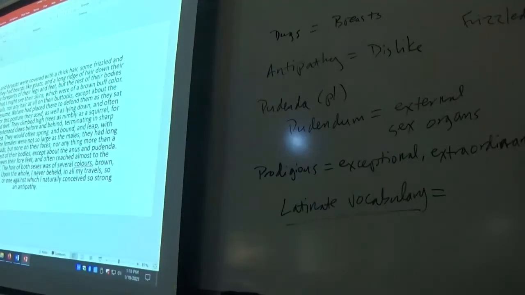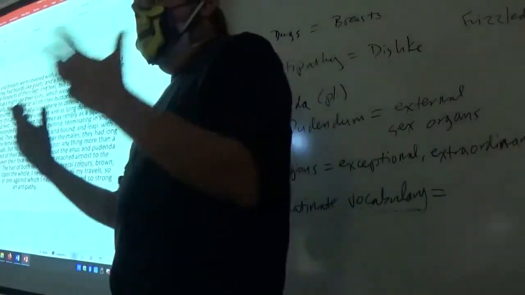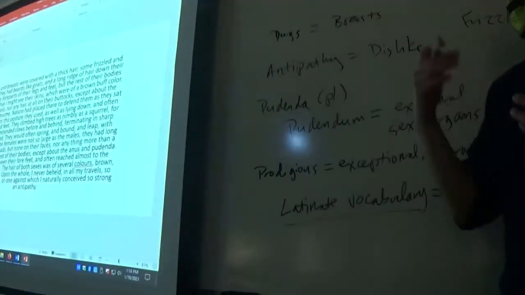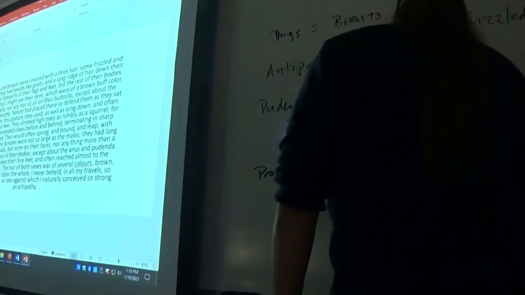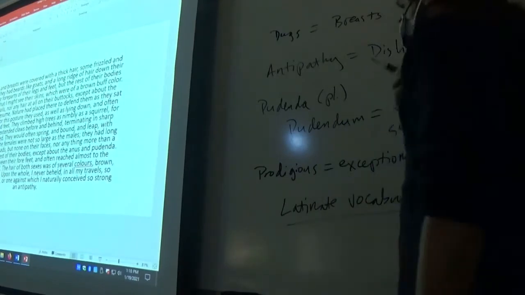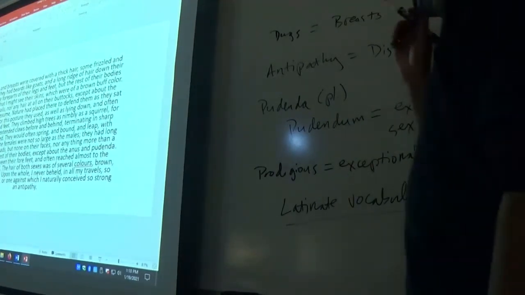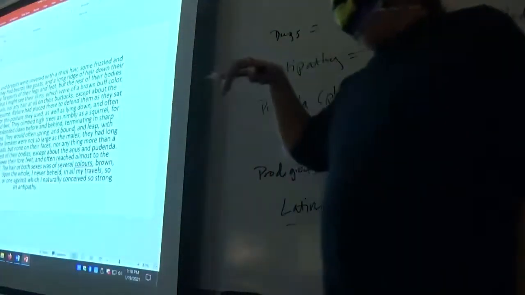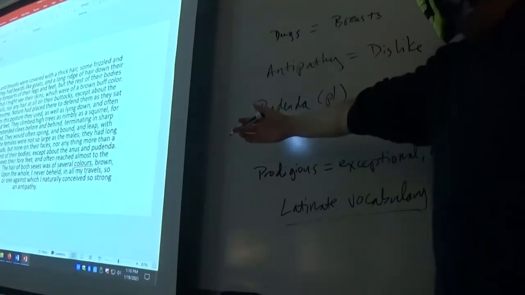Now, Latin was the common language of scholarship in the Middle Ages and the early modern period. And what English inherited from Latin are essentially a lot of science words and technical terms, right? So when he's describing these creatures, he uses terms like pudenda and prodigious, an anus rather than butthole, right?